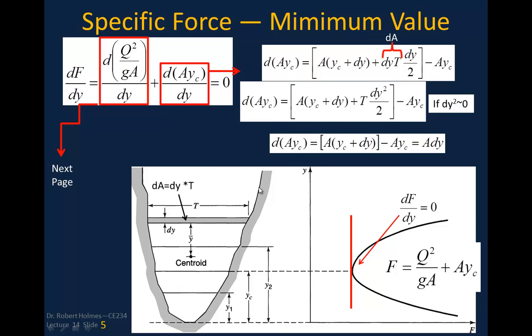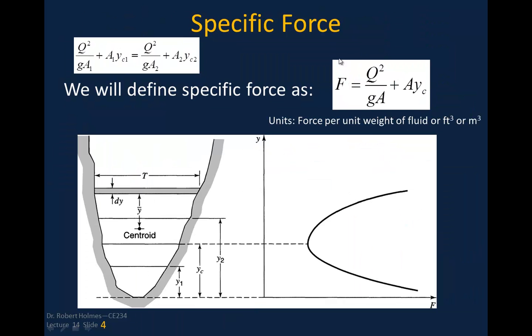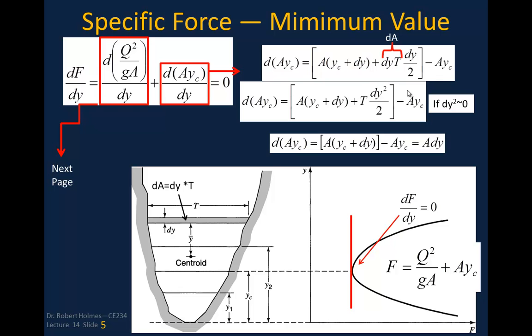Now, if I look at that value for specific force, F is equal to Q squared over GA plus A times the centroidal distance, YC, I can take the derivative of that specific force with respect to Y and set it equal to 0 and look what the terms are for that minimum value. Again, this is the same line of reasoning that I followed when I took the derivative of the specific energy, E, with respect to Y. I took that and I went through a number of derivations.